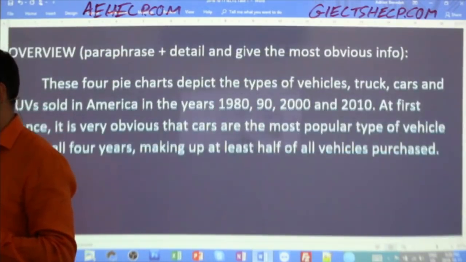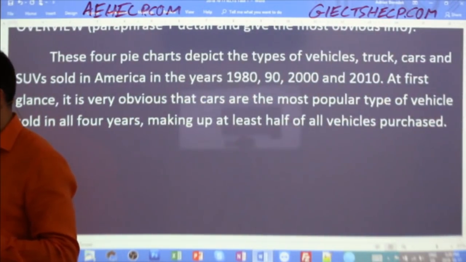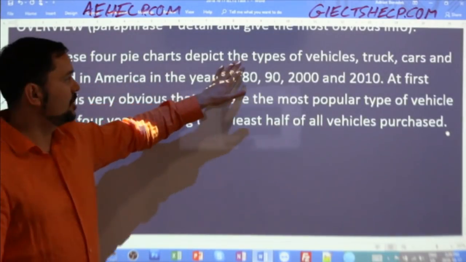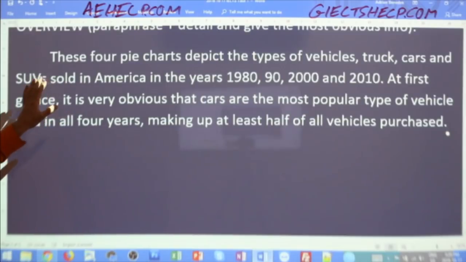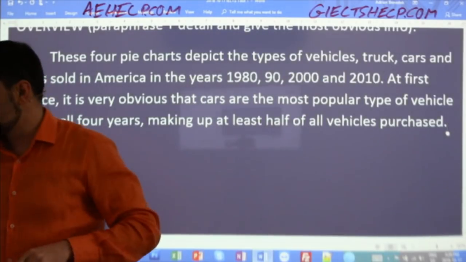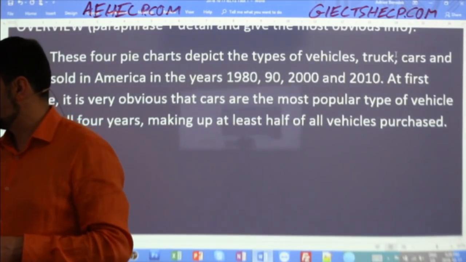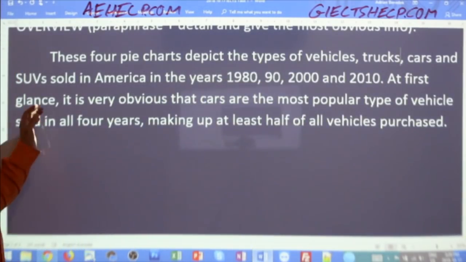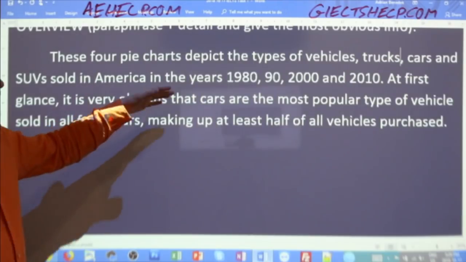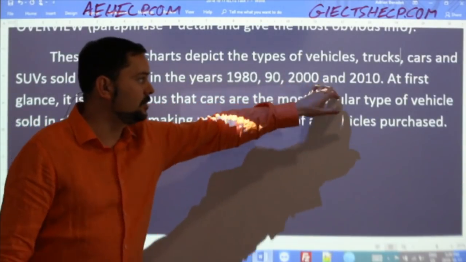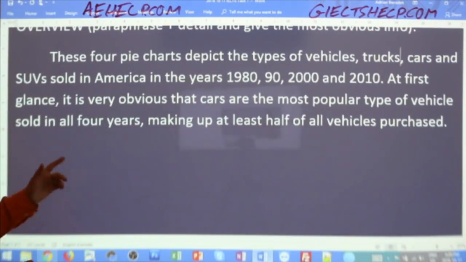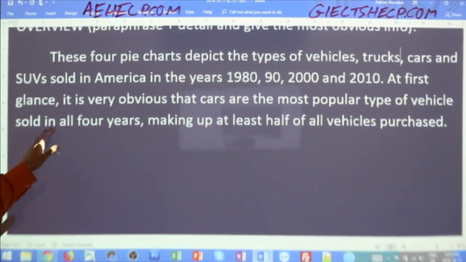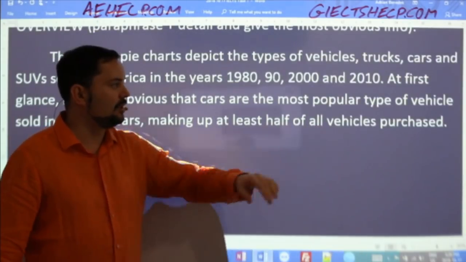Okay, so I've created my overview. The overview's looking good. Let's read it together. These 4 pie charts depict the type of vehicles, trucks, cars. So you always want to check and review, if you have a couple of minutes, for little mistakes like that. Trucks, cars, and SUVs sold in America in the years 1980, 90, 2000, and 2010. At first glance, it is very obvious that cars are the most popular type of vehicle sold in all 4 years, making up at least half of all vehicles purchased.